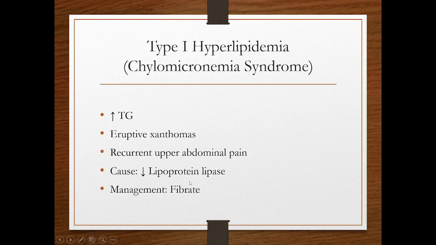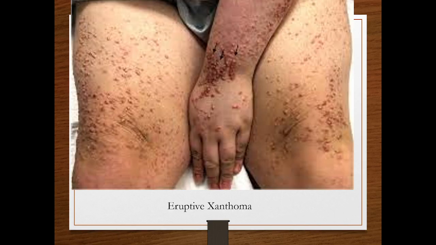So how will we manage the case? We will manage the case with fibrate. As TG is increased, for increased TG, we always use fibrate. Now come to the eruptive xanthoma. See, this is the eruptive xanthoma, where we get the xanthomas distributed all over our body.